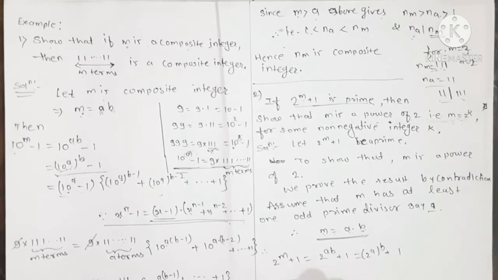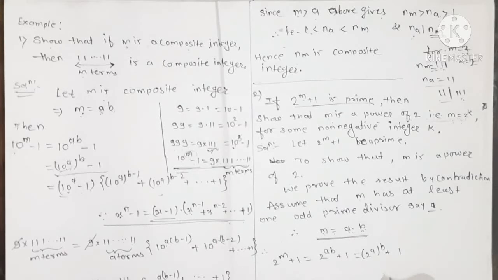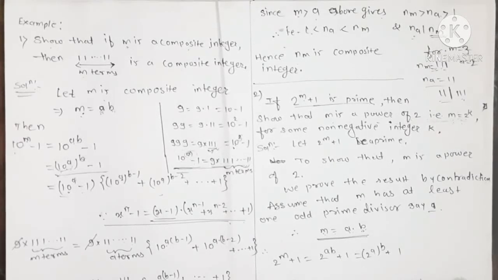Now we use here the formula that x to the power n plus 1 is equal to x plus 1 in bracket x to the power n minus 1 minus x to the power n minus 2 plus, and so on, plus 1. Okay, that is alternating plus minus in this formula. So we apply this formula here.